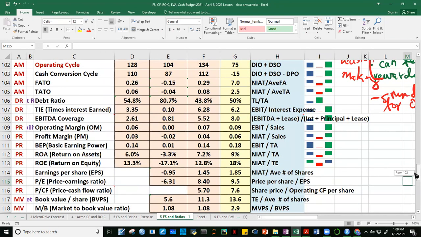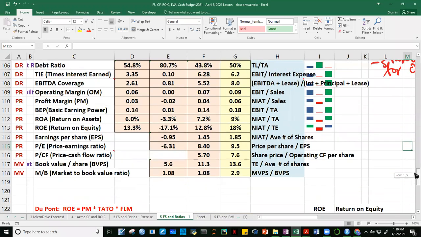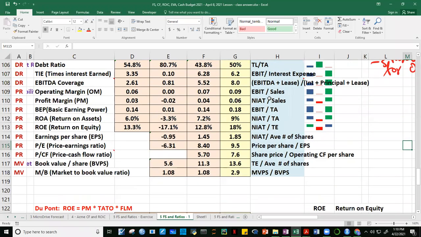Profitability ratios, importante din to kasi it tells us how the company is performing. Okay, of course, in the light of benchmarking against time and benchmarking against the competitors or benchmark. So una, operating margin, guys, simple, EBIT divided by the sales. Magkano EBIT ang na-generate for every 1 peso of sales. So the higher the OM, operating margin, of course, the better is the performance of the company.